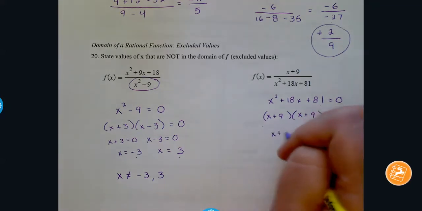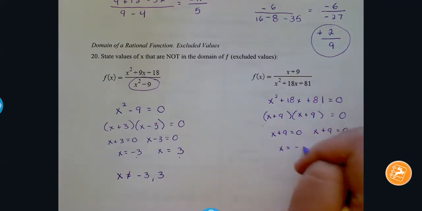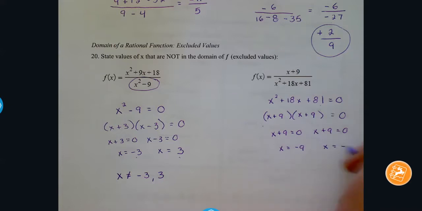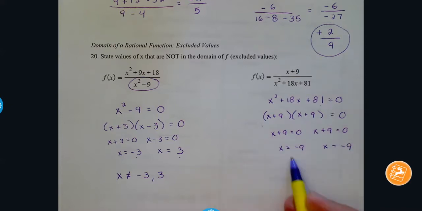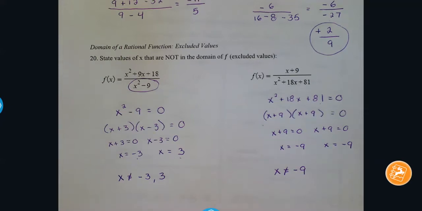So x plus 9 equals 0 and x plus 9 equals 0. So we get negative 9 and negative 9. Now, obviously, we don't have to write the same number twice. So we can just say that x cannot equal negative 9 for our excluded values.